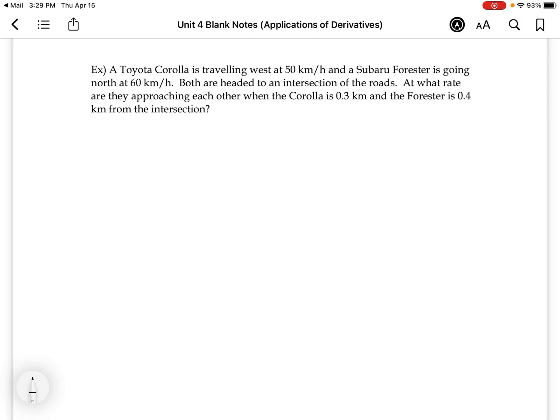Okay, so as per usual with these types of problems, the first thing that we want to do here is draw a diagram. I'm in red, I'm going to switch to black. There we go. And I like to just draw out a little compass when I'm dealing with directions. So they're both heading towards the same intersection.